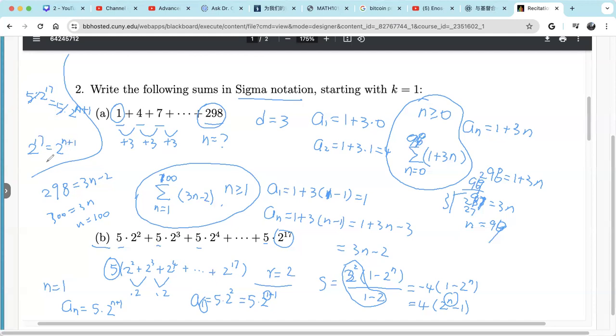Well, n plus 1 equals 17, right? Because the bases are the same. So 17 equals n plus 1, which means n equals 16. Now we'll come back here to find the sum. So I have 4 times (2 to the 16 minus 1). If you have a calculator, you can calculate 2 to the 16th power, then minus 1, then multiply by 4. But I'm going to finish here.